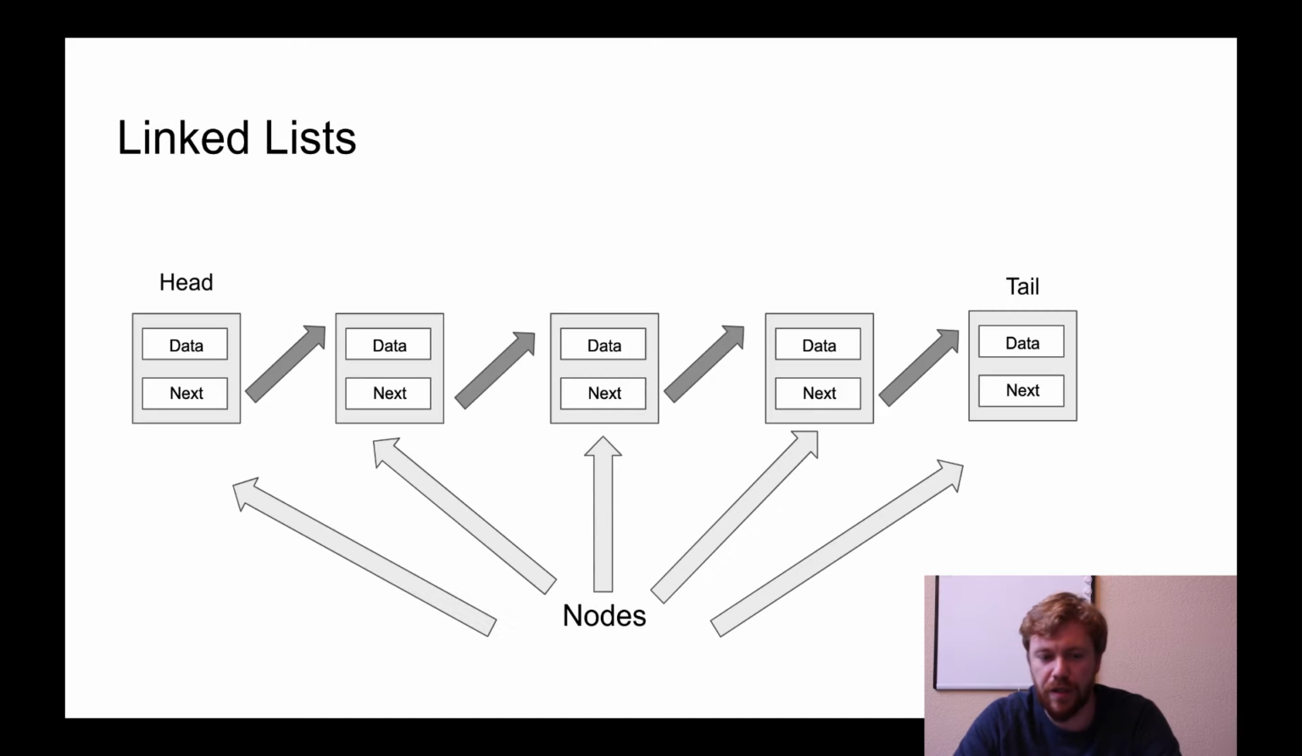So we'll go ahead and look at an example. You can see each of these square boxes is a node. Each node holds some sort of data and has a next reference variable that refers to the subsequent node. And so it creates this sort of chain, right? And you can see the very first node is denoted as the head, and the very last node is denoted as the tail.